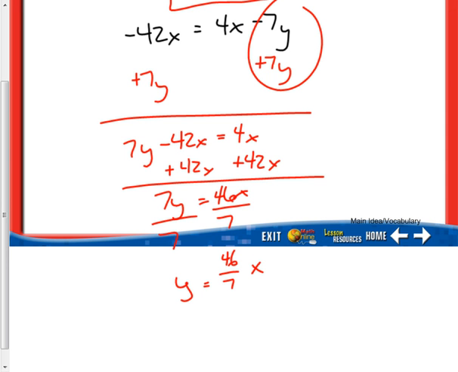So if you have any questions, please check the answer key that I provided on the Moodle.